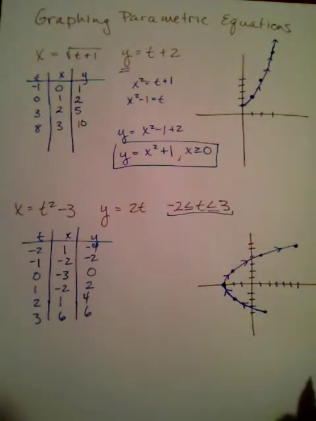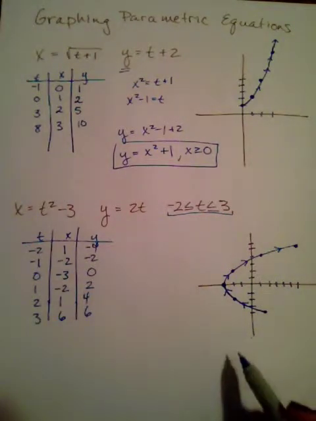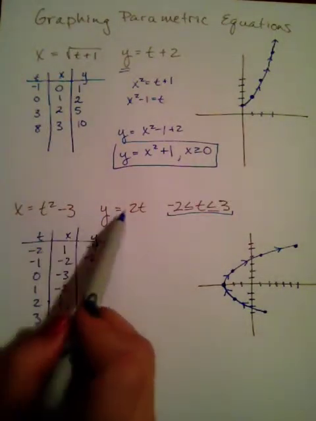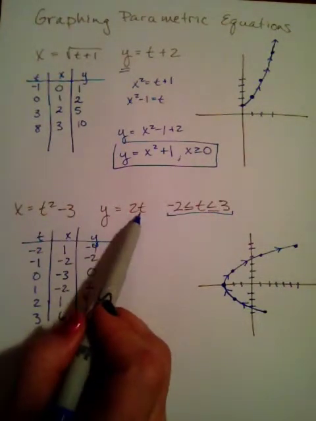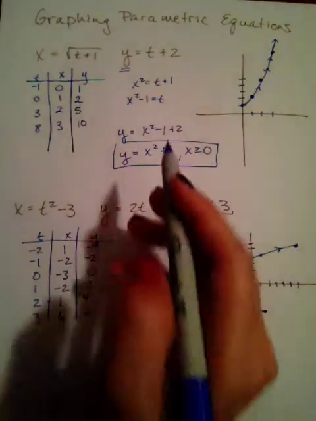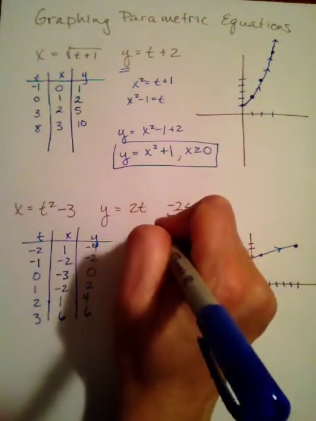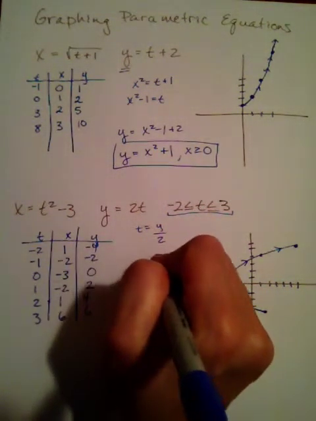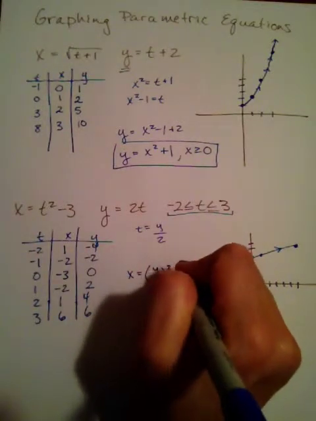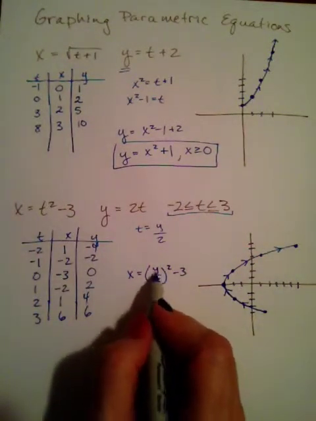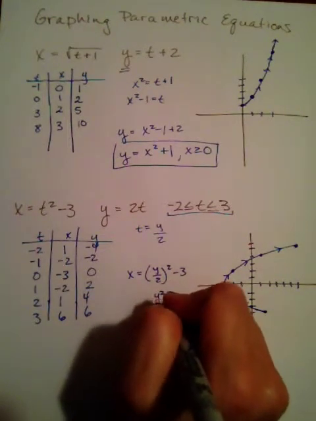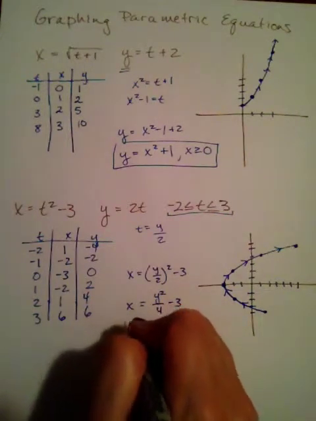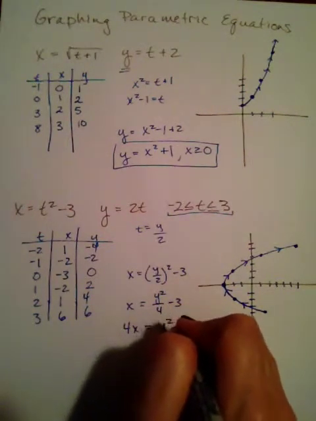So the next thing I'm going to do is actually eliminate the parameter, and you have a couple of choices here, but you can solve for x or you can solve for y. In this case, having an x equals is actually easier because y is equal to 2t. Actually, it doesn't matter, but let's say t equals y over 2. I will take that and I'll plug it in over here. So I have x equals y over 2 squared minus 3. When I square this, I have y squared over 4 minus 3. X equals that multiplied by 4, and I have 4x equals y squared minus 3.